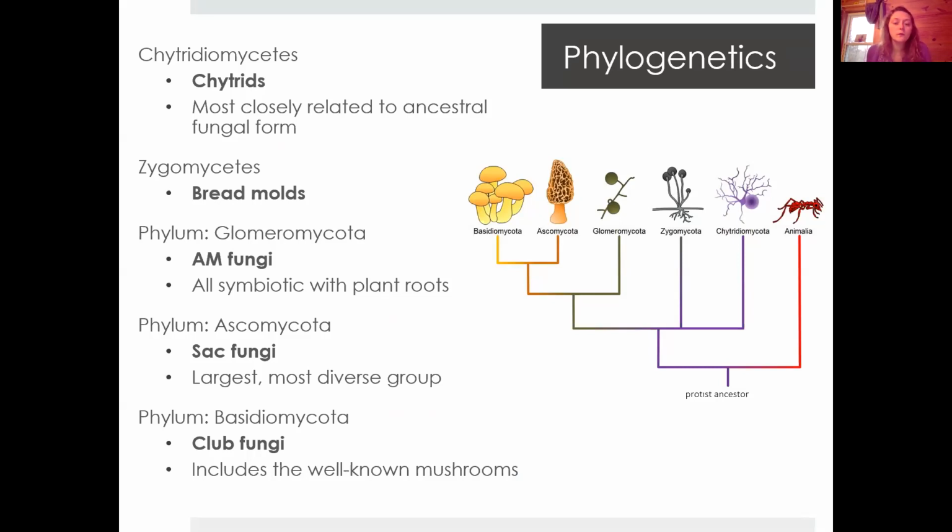And then we have 2 really large groups. Ascomycota are sac fungi. This is the largest, most diverse group of fungi. And then Basidiomycota are club fungi. These include a lot of other really well-known mushrooms too.